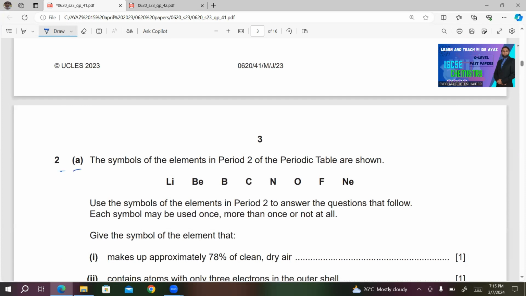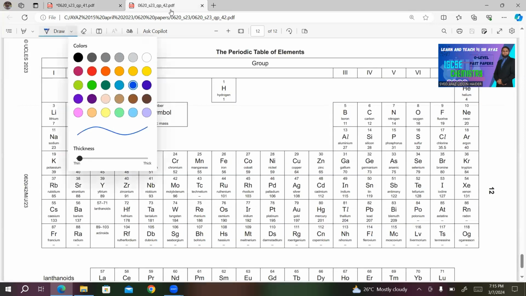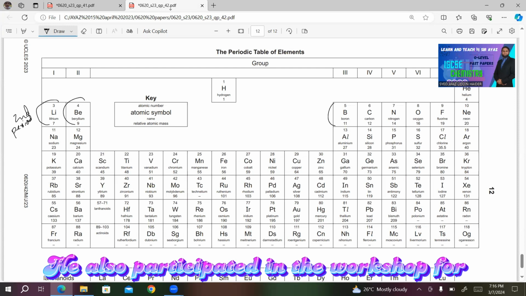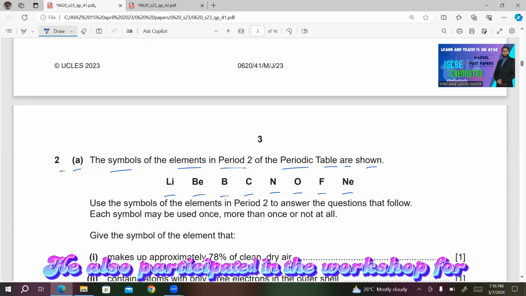Number 2, A. The symbols of the elements in period 2 of the periodic table are shown. We have Li, Be, B, C, N, O, F, and Ne. Let me show you these elements in the periodic table. This is the periodic table. You see these are in the second period: Li, Be, B, C, N, O, F, Ne.